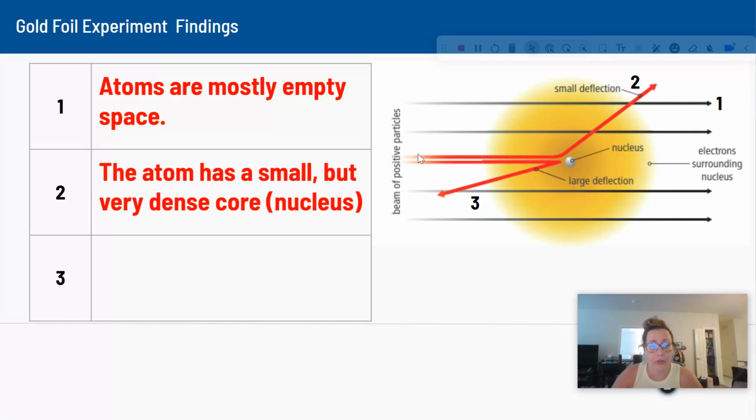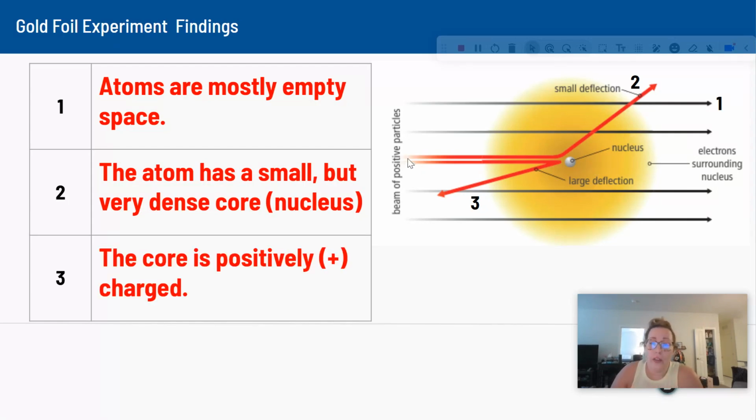Finding number two, from this arrow with the 2 labeled on it, it had a small deflection. So it hit the center, or it hit something and went off on an angle. And so what that told us is, in this mostly empty space, there's actually a small, very dense core, which we call the nucleus, that has all of the mass.